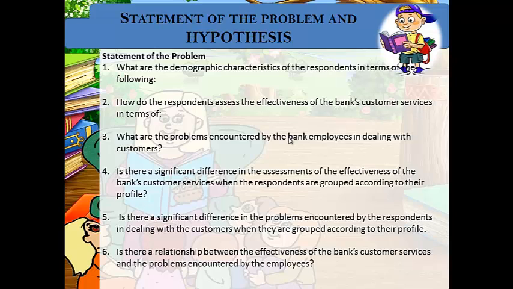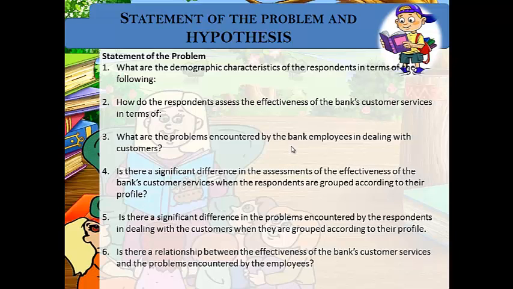Number 3, what are the problems encountered by the bank employees in dealing with customers? Number 4, is there a significant difference in the assessment of the effectiveness of the bank's customer services when the respondents are grouped according to their profile? Is there a significant difference in the problems encountered by the respondents in dealing with the customers when they are grouped according to their profile? Is there a significant relationship between the effectiveness of the bank's customer services and the problems encountered by the employees?